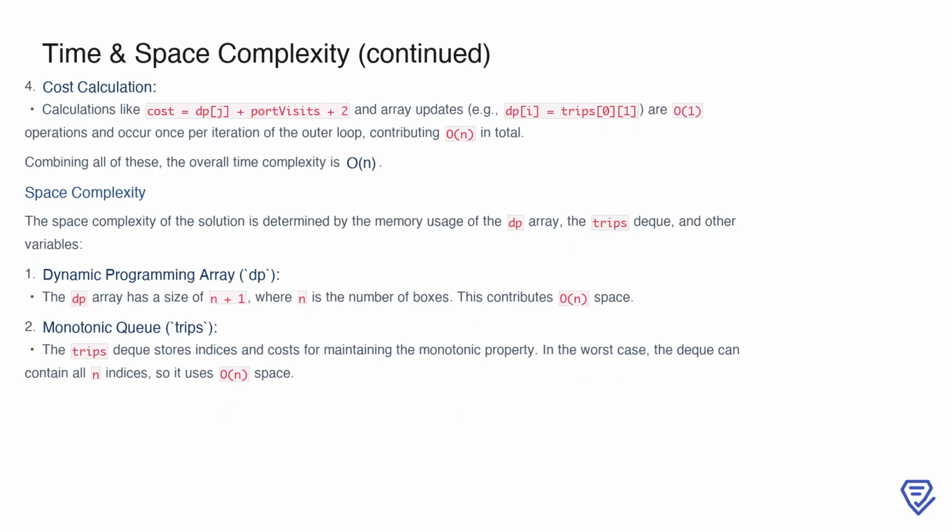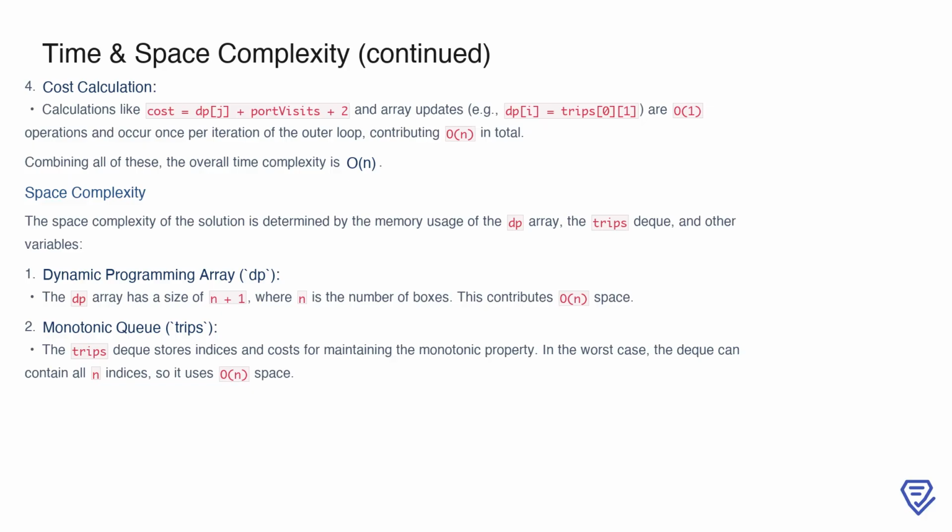In addition to the previous operations, we also consider the cost calculation step. This involves expressions like cost equals dp[j] plus port visits plus 2 and array updates such as dp[i] equals trips[0][1]. These are constant time operations, O(1), and since they occur once per iteration of the outer loop, they contribute O(n) overall. Combining everything analyzed so far, the outer loop, sliding window adjustments, monotonic queue operations, and cost calculations, the final time complexity remains O(n). Now, let's analyze the space complexity.